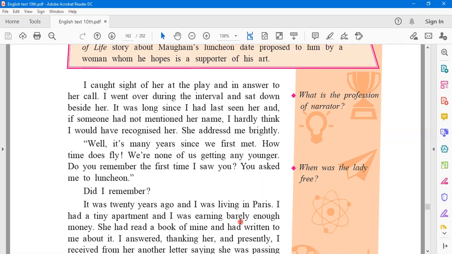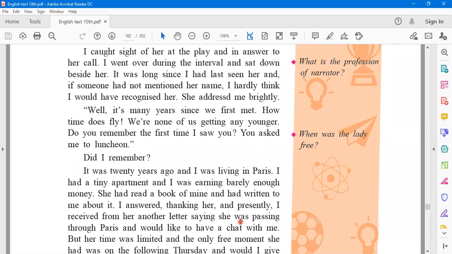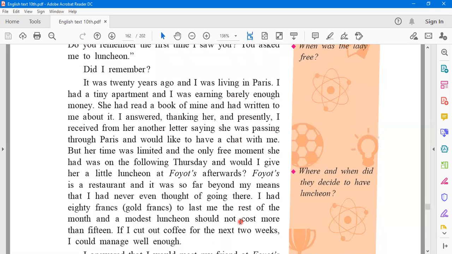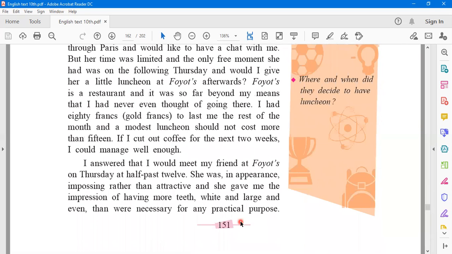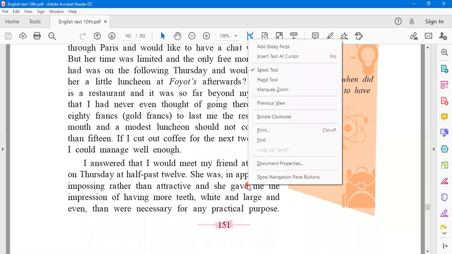The first paragraph is the present time, and then from the second paragraph you have the entire story which goes to the flashback. So then you have small questions where you have the name the following. The author's profession, he was a writer. The day fixed for the luncheon is Thursday, and the place where they decided to meet was at Foyo restaurant at Paris.